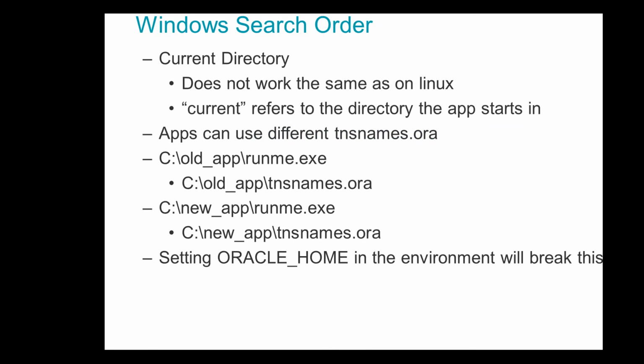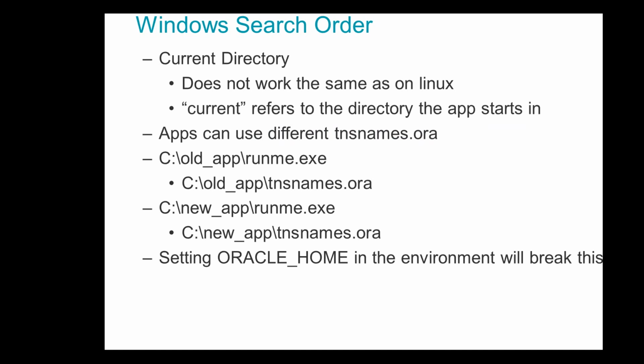So what is a current directory in Windows? It's not the same as it is on Linux or other Unixes. In Linux, the current directory refers to the directory that your command prompt is sitting in at the moment, or a script is in because you sent it there. But current in this context refers to the directory that an application starts in.